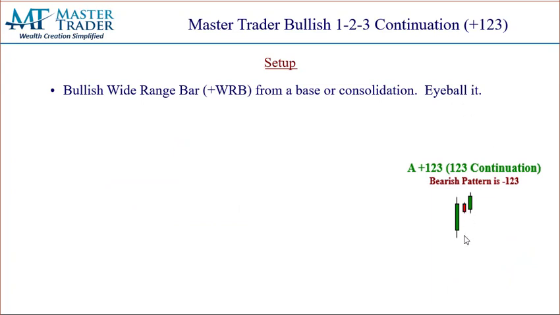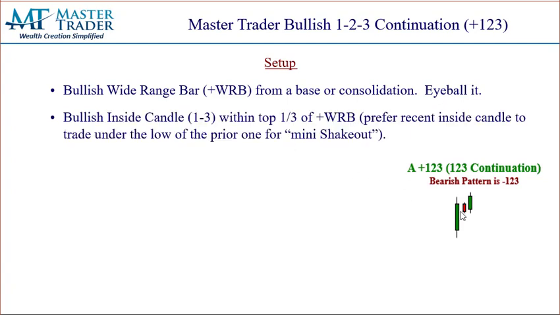This is actually the bullish 1-2-3 continuation, but every one of our patterns applies equally to the bearish side. Step one, I want a bullish wide range bar. What's a bullish wide range bar? It's a big fat green bar with little tails. End of story. Eyeball it.